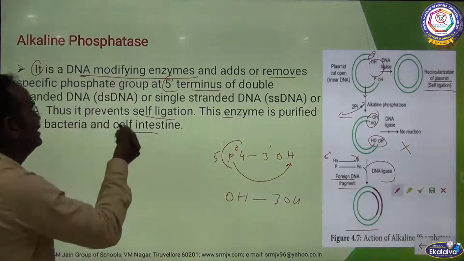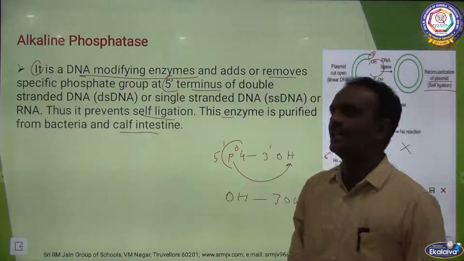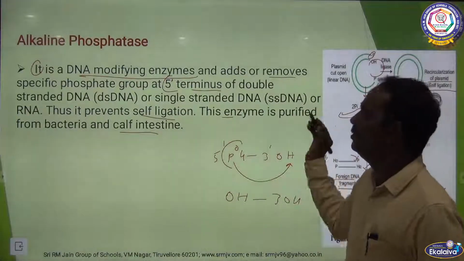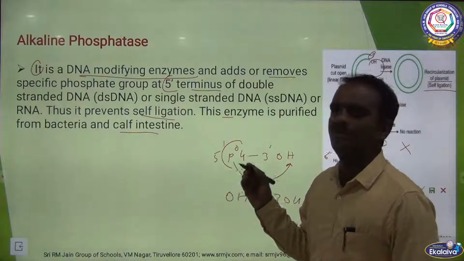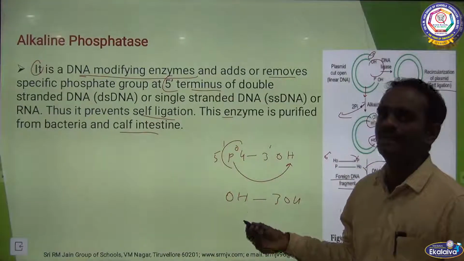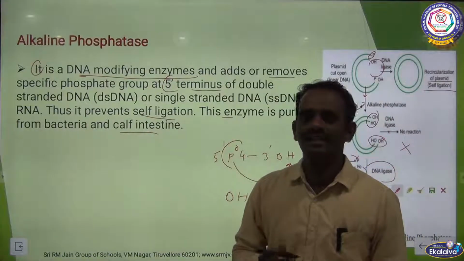So this enzyme alkaline phosphatase is also essential in rDNA technology, by adding or removing specific phosphate groups at the 5' terminal of double stranded DNA, single stranded DNA or single stranded RNA. Clear, children?